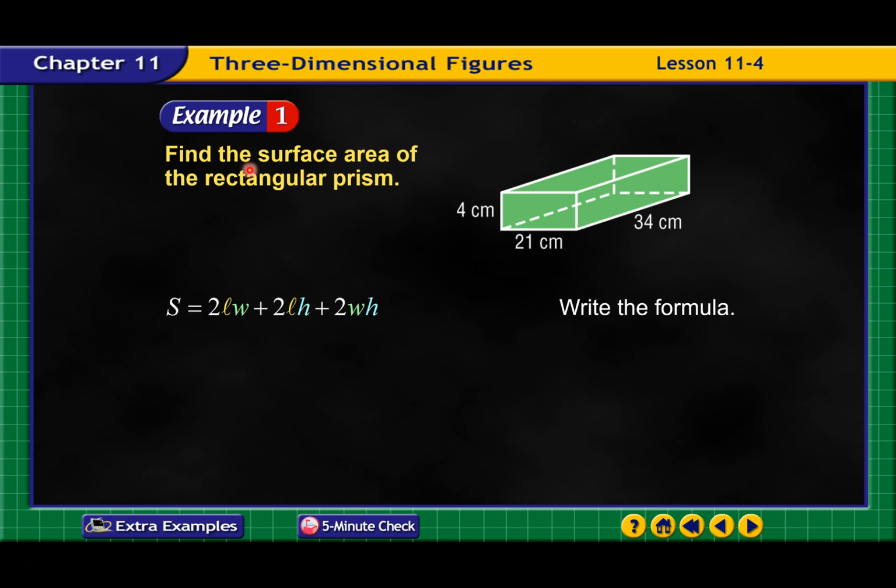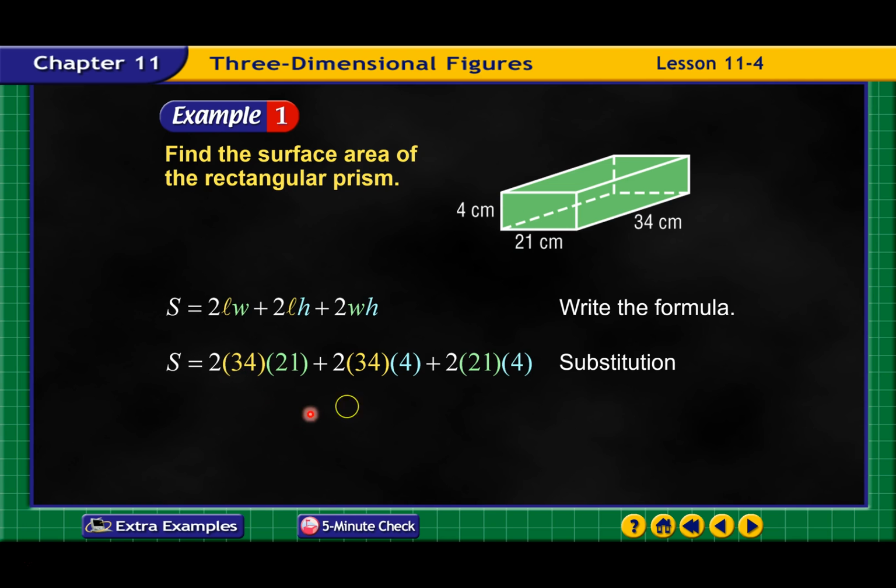Which one's L, which one's W, which one's H. So in this case, we're going to use the long one for L. We're going to use the height is 4, and the width is 21. And you just insert 34 for the length, 21 for the width, and 4 for the height. Notice each value is used twice.